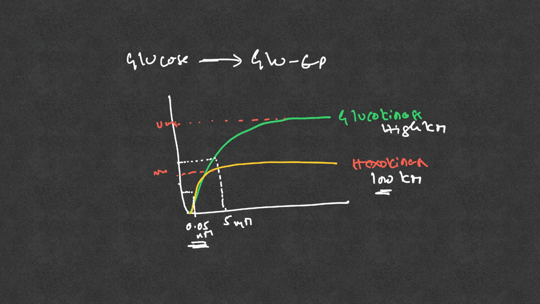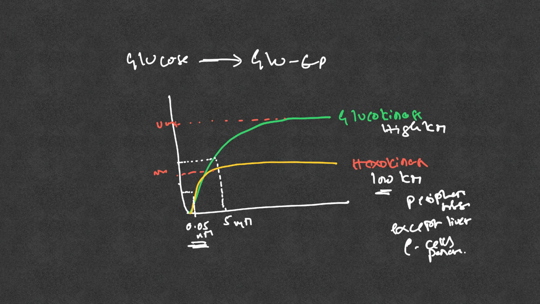So hexokinase is present in the peripheral tissues, except in the liver and beta cells of pancreas. This is where you don't find hexokinase. Other than these two tissues, all the other tissues have hexokinase, and they have a low Km for glucose. That means they are always working and they are always saturated with glucose.